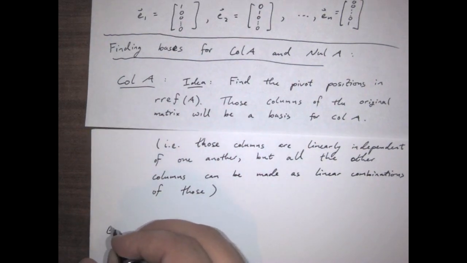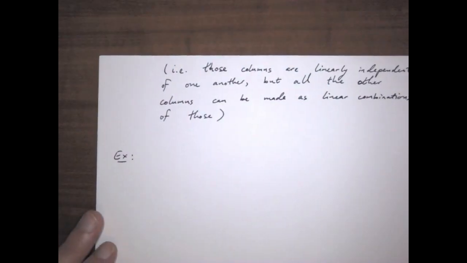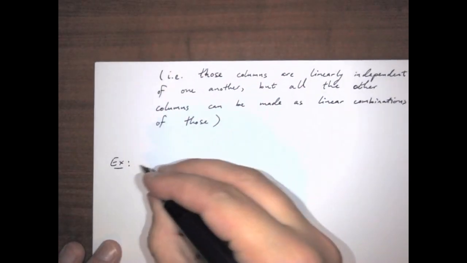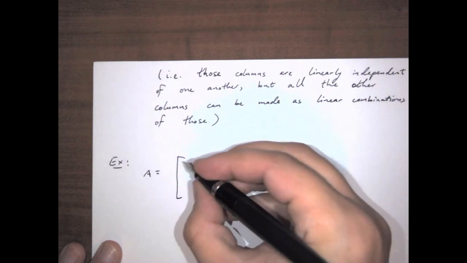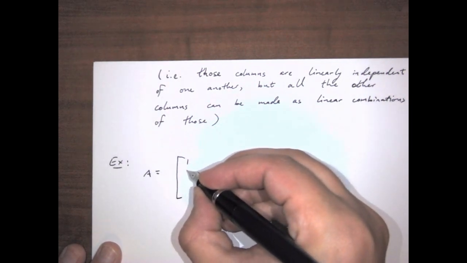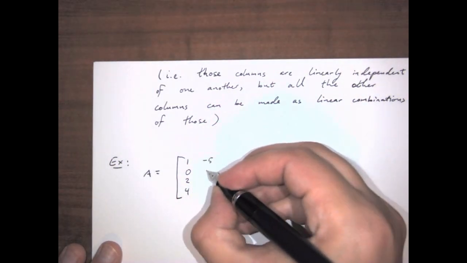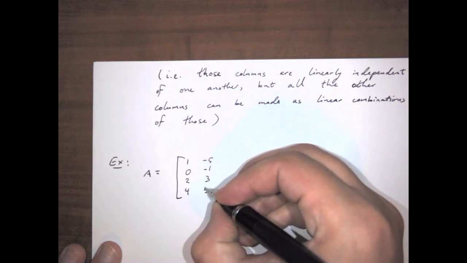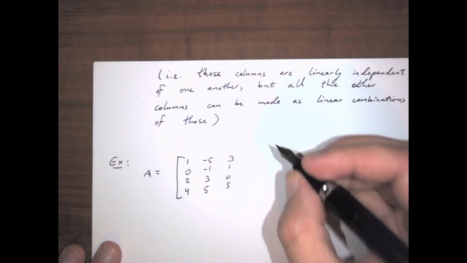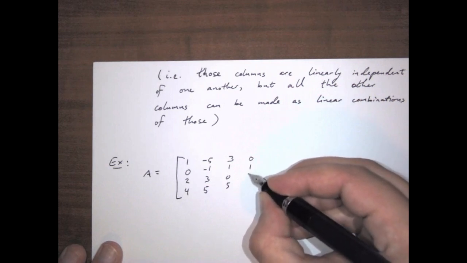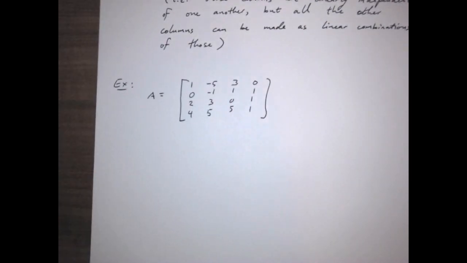Now, as an example, let's take a sample matrix A, and here I'll do the hard work of row reducing for us. But we'll say the original matrix A looks like this: 1, 0, 2, 4. That's the first column. -5, -1, 3, 5 is the second column. 3, 1, 0, 5 is the third column. And 0, 1, 1, 1 is the fourth column. So we have 4 columns of 4 entry vectors.